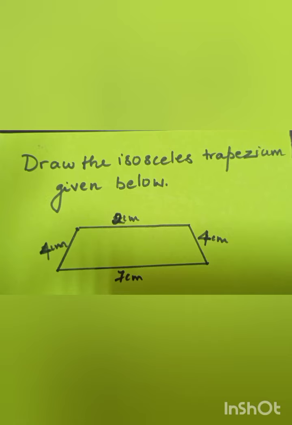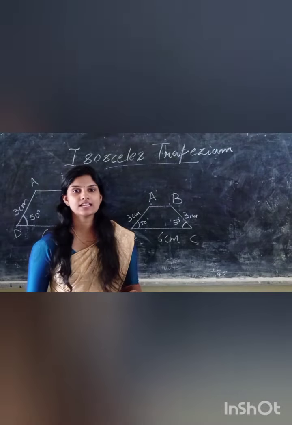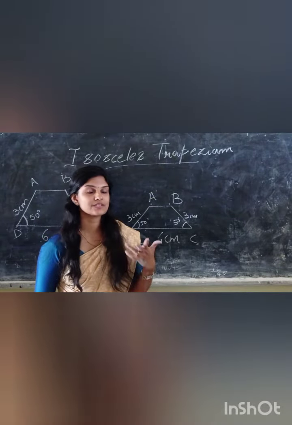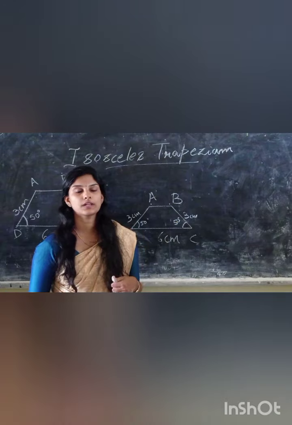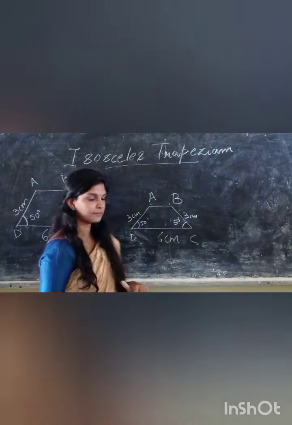Now we shall see the next method for constructing an isosceles trapezium, where the measurements of four sides are given. Now we shall see how we can construct an isosceles trapezium when you are given the measures of four sides of the isosceles trapezium. Okay.